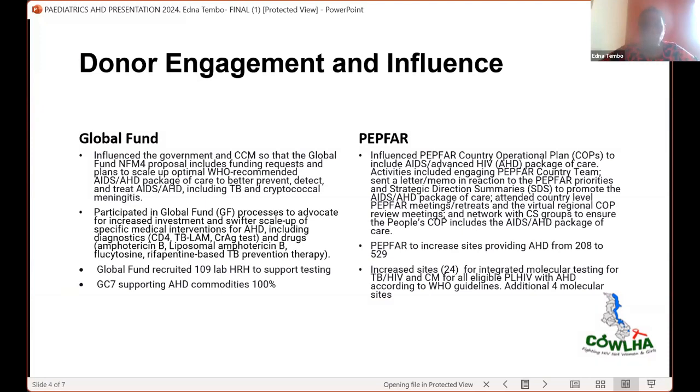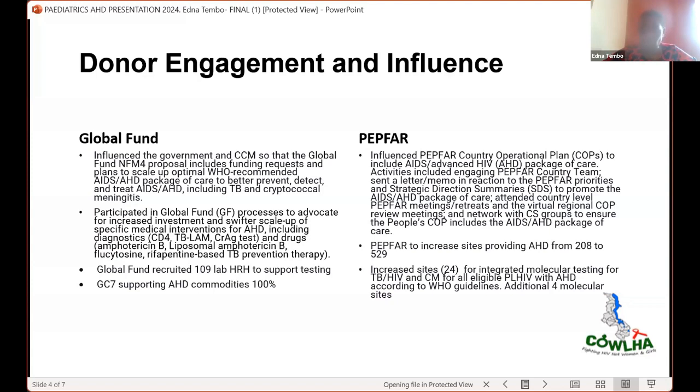Yeah, so on donor engagement and influence, under Global Fund, we have influenced the government as well as CCM to include the AHD package, which I've already mentioned that it has been included. And the Global Fund has also managed to recruit some of the human resource to support in the testing, and also to support AHD commodities 100%, which is a plus on our side. And also we are happy. What we have to do now is just to make sure that we are monitoring these promises and also these issues which they have put in the concept note.